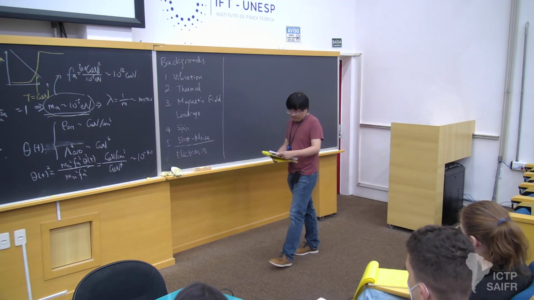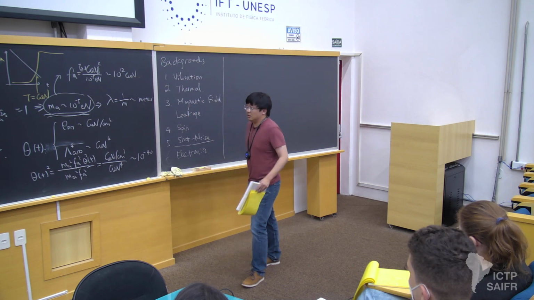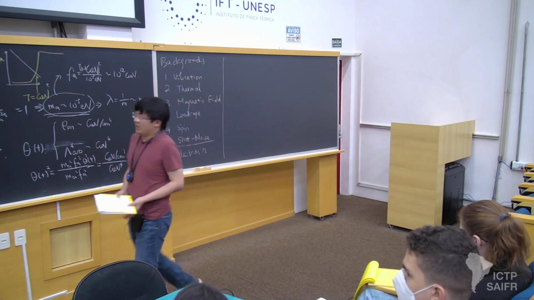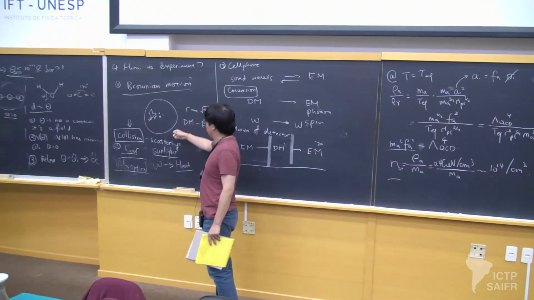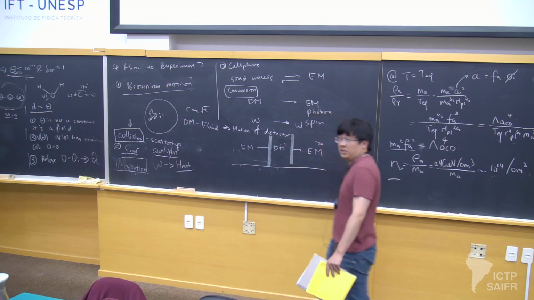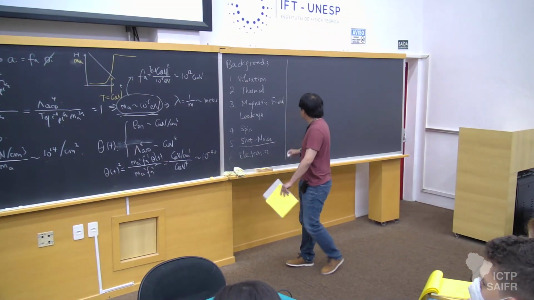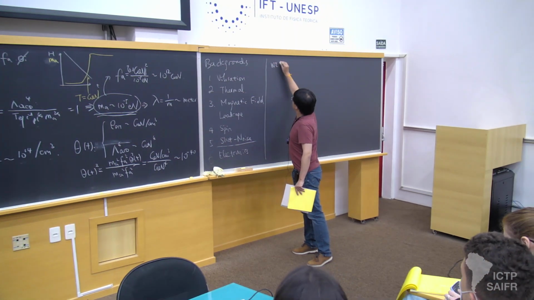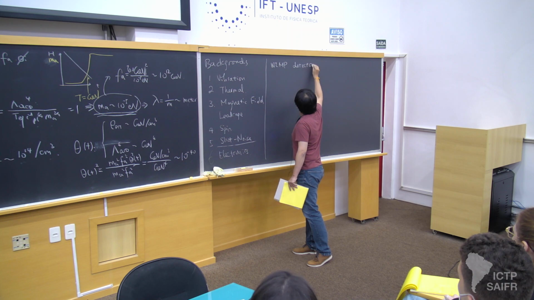And lastly, let me go into a little bit more about WIMPs. What I will be telling you about is how we go from this picture of Brownian motion to really a WIMP detector. Okay? So how to make a WIMP detector?